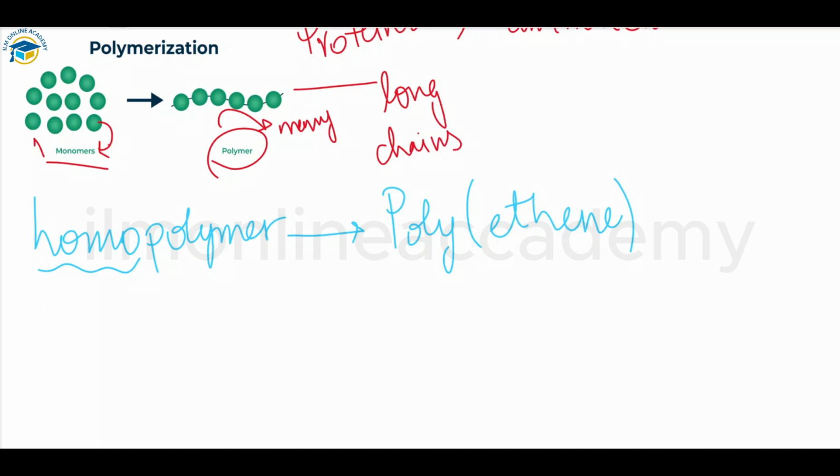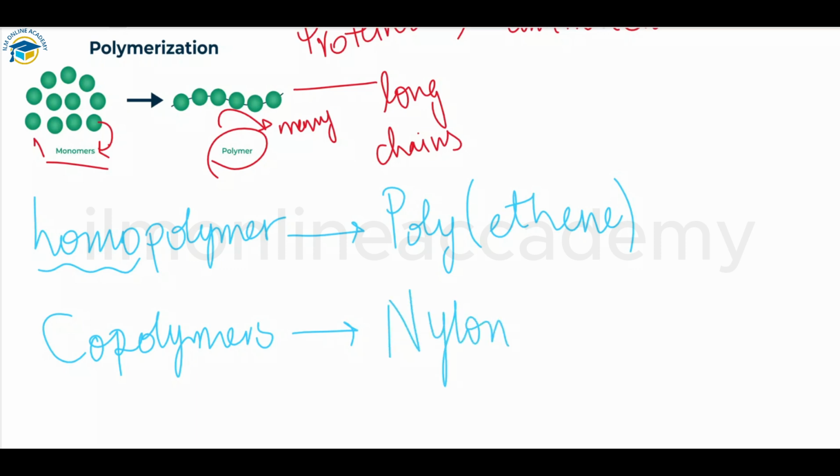Next, we have copolymers. These are made up of two or more different types of monomers. In homopolymers just one type of monomer is present, and in copolymers two or more different types are present. An example is nylon, which is made up of two monomers. Biological proteins in our body are made up of 20 different monomers, the 20 different amino acids attached together to form proteins.